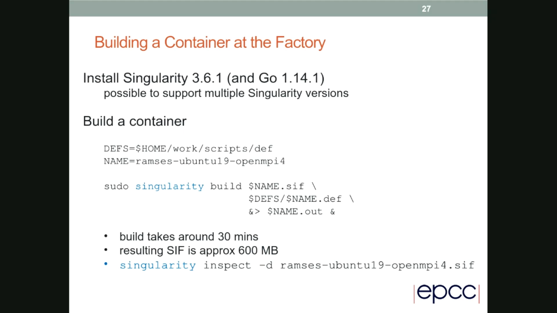What's a nice feature is that the definition file will remain at the factory, and the image file will then be uploaded from the factory to various HPC platforms. When you're on the HPC platform, you can then take an image file and reconstruct the definition script that was used to build it using the Singularity inspect command, which is a useful feature to have. So now I'll just show you what a definition file looks like.